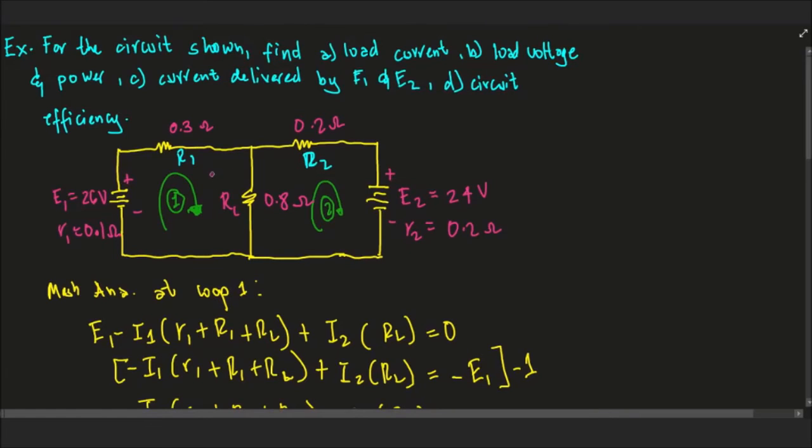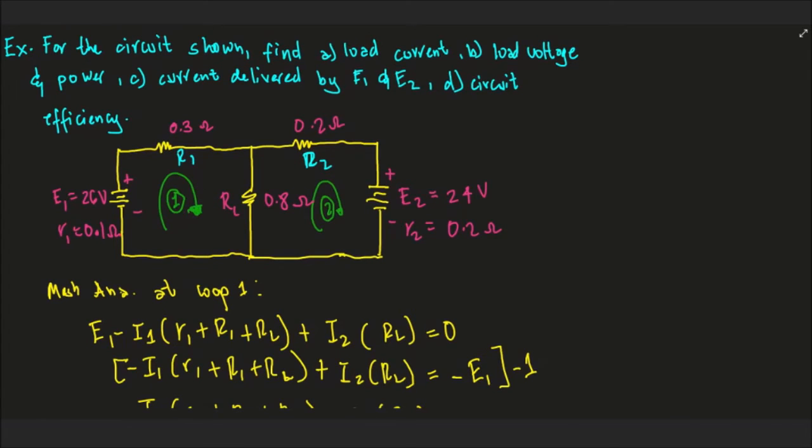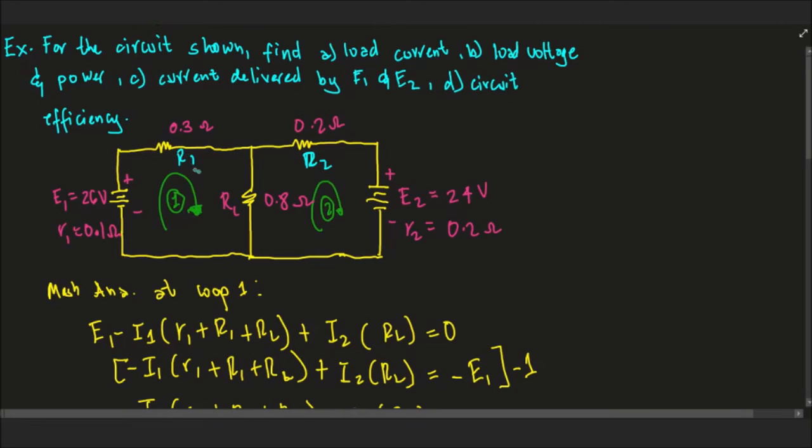Okay, so if we go back to our circuit, the value of our I sub 1 is 15 amperes. Maybe we will have this one in these colors. This is 15 amperes. Now for our I sub 2, this is negative 10 amperes.